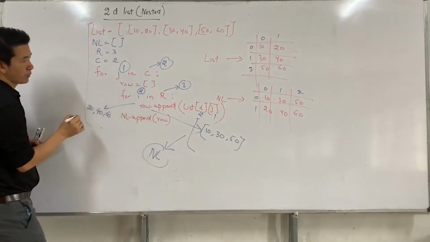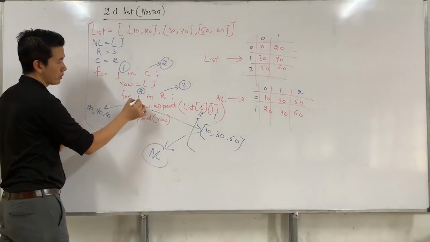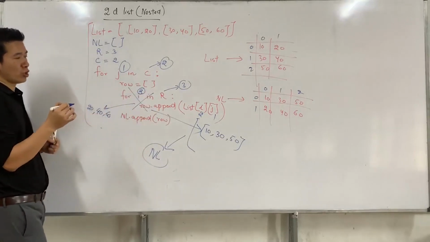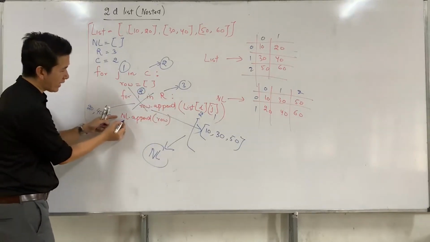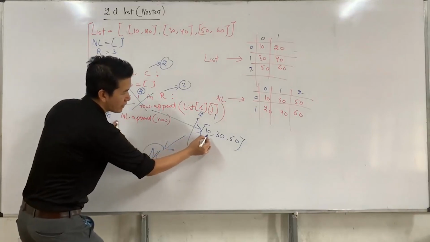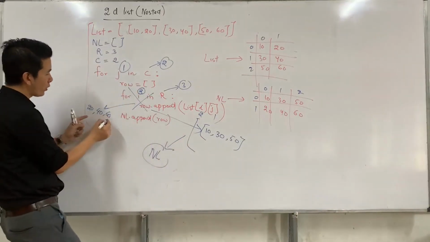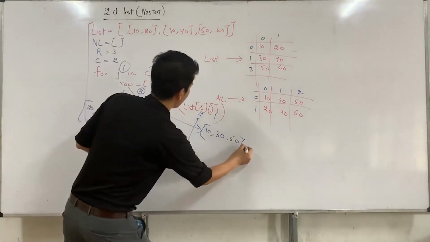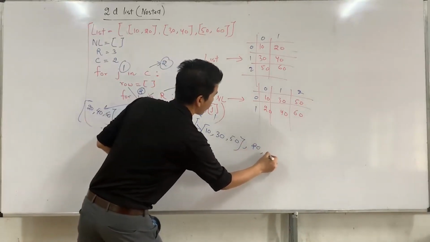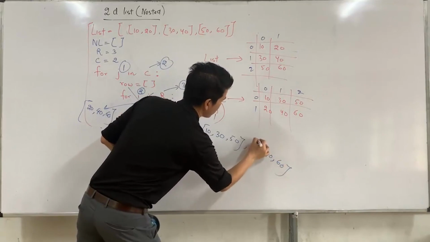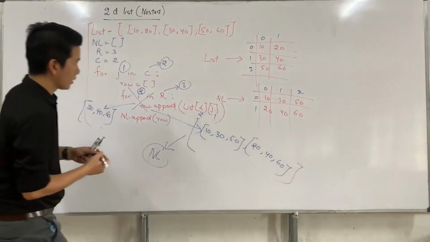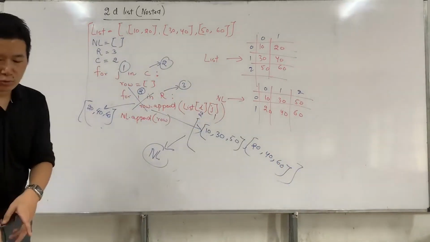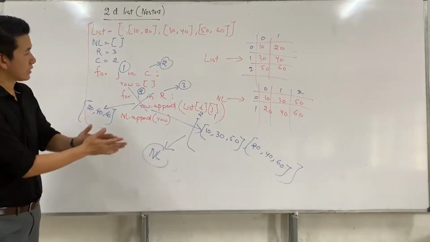And 60 will be added to row. So when it changes to 3, this is when the inner loop should stop executing, and then in NL I already have 10, 30 and 50, to which this list will then be added as 20, 40, and then you have 60. Alright, so this is how you transpose the list.